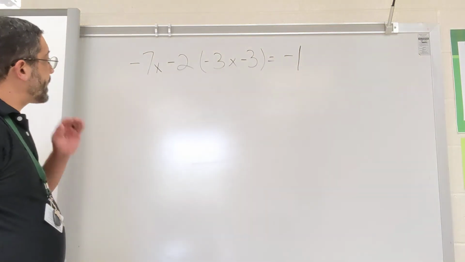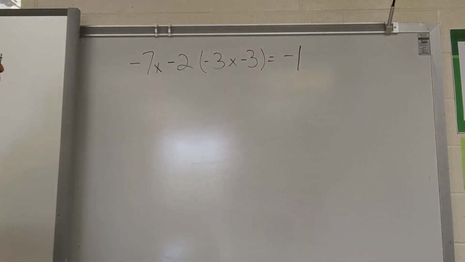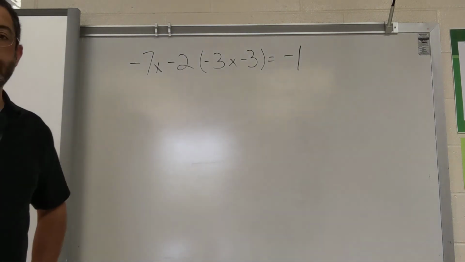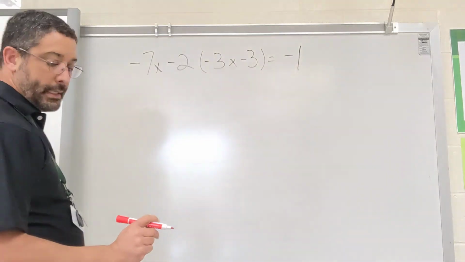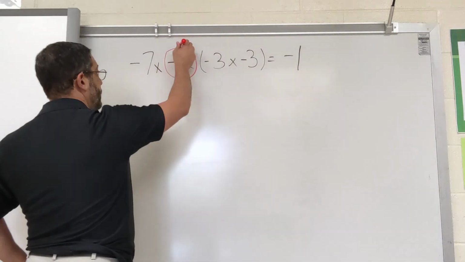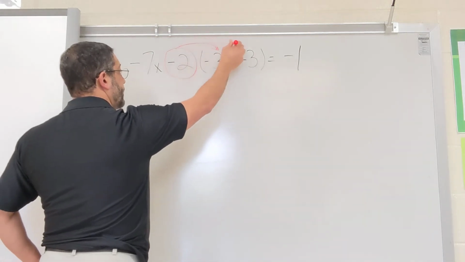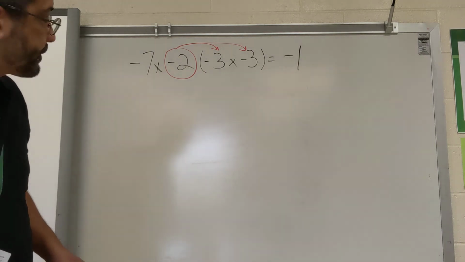All right, so my final one, number 4. Negative 7x minus 2 times a negative 3x minus 3 equals negative 1. So same thing, I'm going to distribute this negative 2 to everything that is in the parentheses.